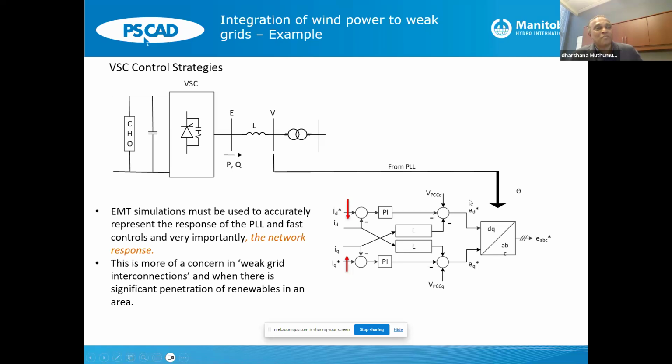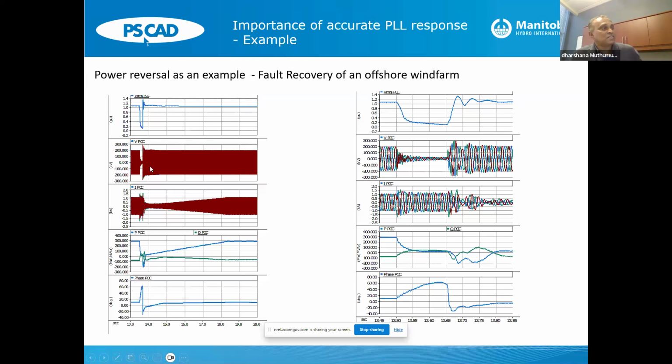So this is a very common occurrence under weak grid conditions, at least at the initial design and study stage. This is a good example from an offshore wind farm design that we performed some years ago. So you can see there's a fault.